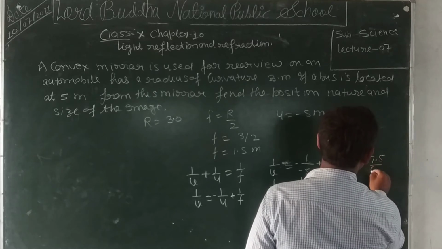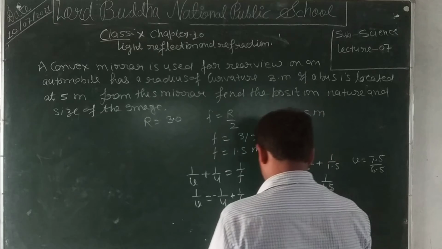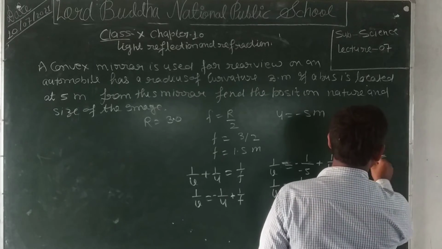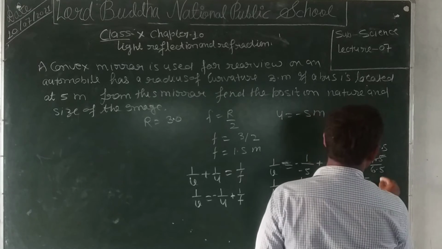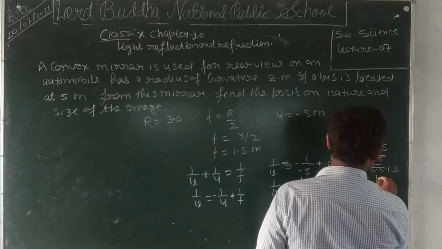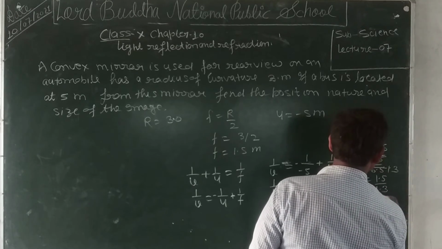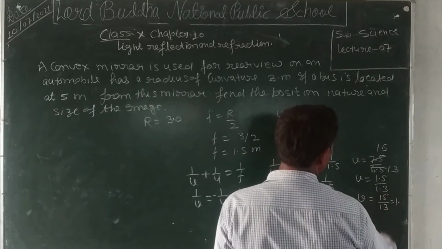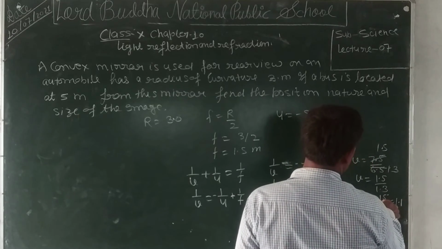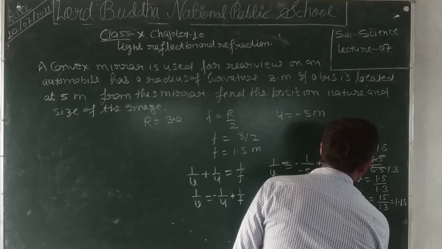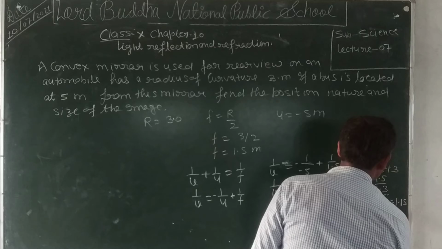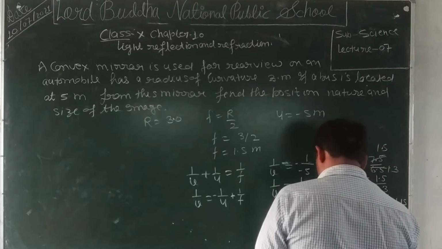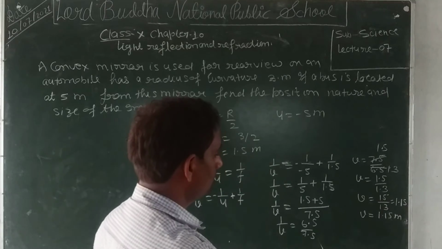7.5 upon 6.5. Now we can solve: v equal to 7.5 upon 6.5, which is about 1.15. So v equal to 1.15 meter. This will be the image position.